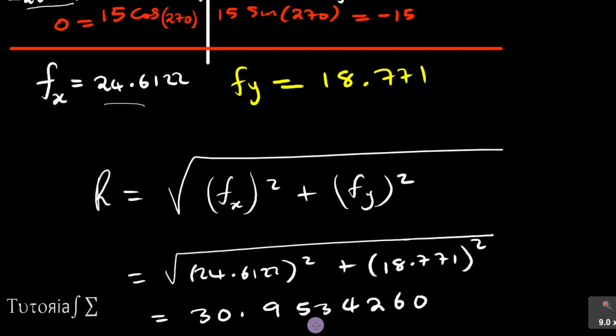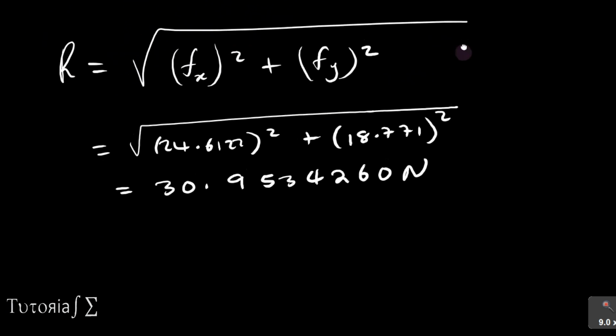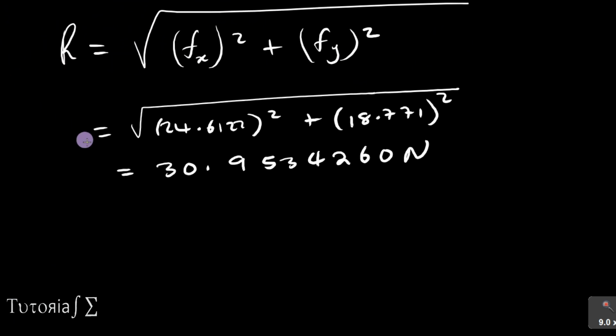We get 30.95. So that will be in newtons because we are looking at it from newtons. If it was velocity, it would have been meters per second and so on and so forth. So now we are done with the resultant. Now we can find the angle theta.